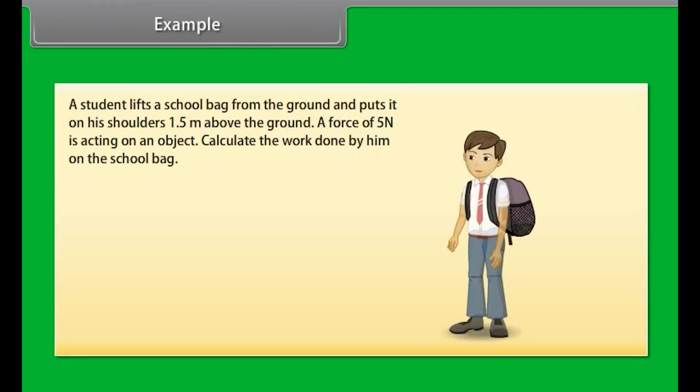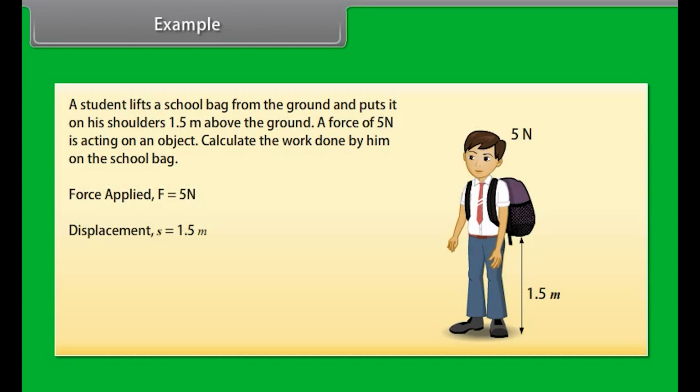Example. Let's now find the work done when force applied and displacement is given. A student lifts his school bag from the ground and puts it on his shoulders, 1.5 meter above the ground. A force of 5 Newton is acting on an object. Calculate the work done by him on the school bag. We can see that here force applied is 5 Newton and displacement s is 1.5 meter. We know that work done is equal to force into displacement. Therefore, we get work done is equal to 7.5 Newton meter or 7.5 joule.